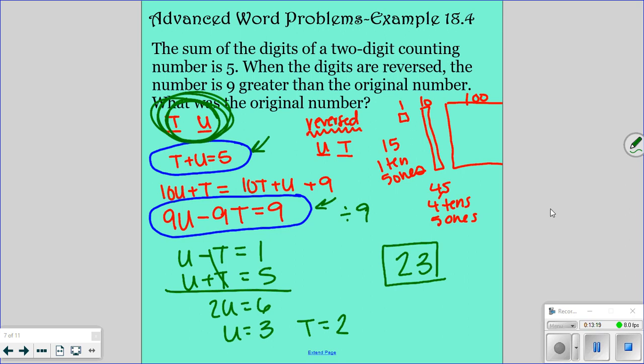So some people hate working through these. They just get confused or they hate working it out. If you want to try and do guess and check on these, that's fine with me. I don't really care. You just have to be able to figure out what your original number is.